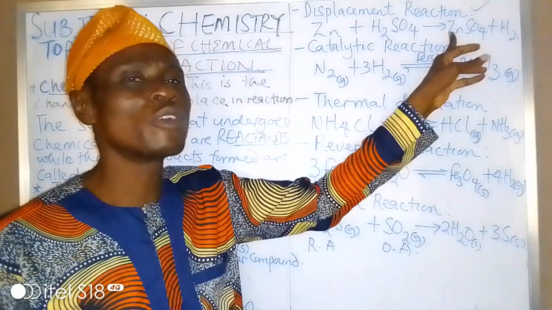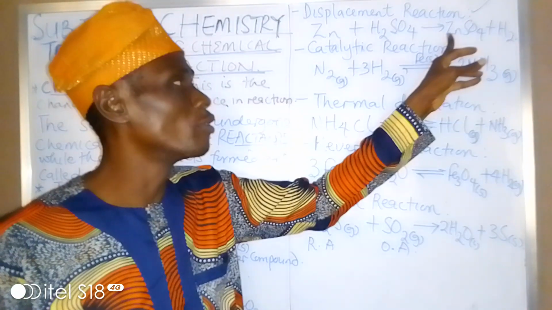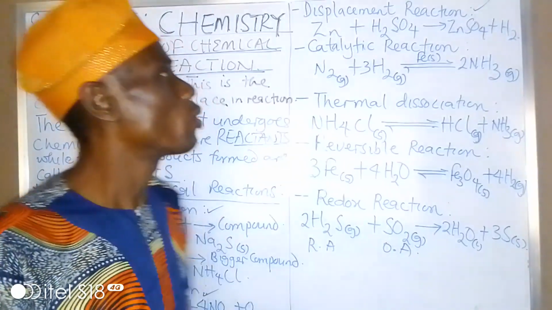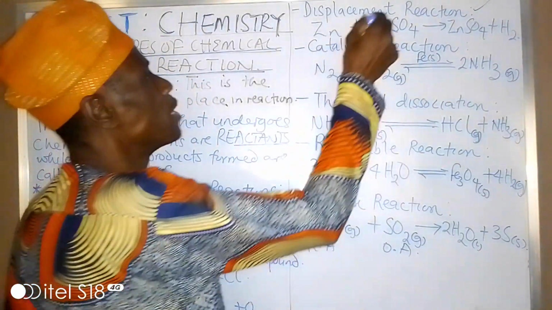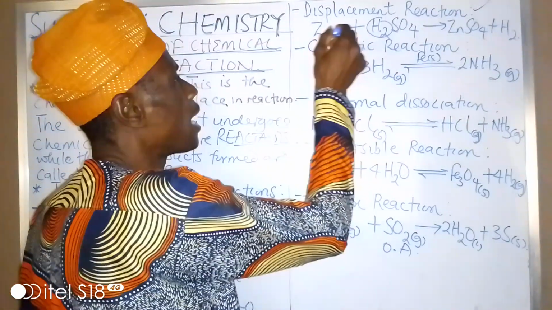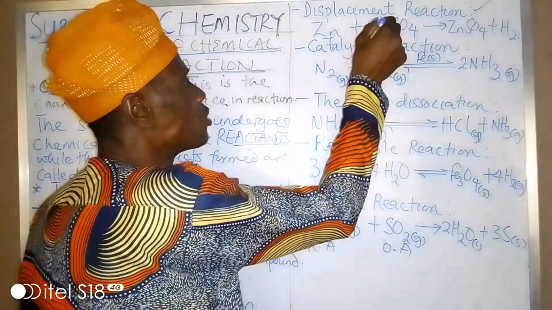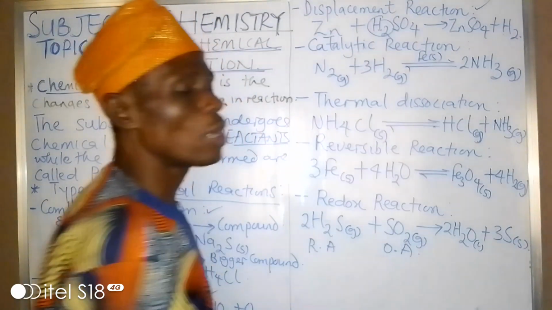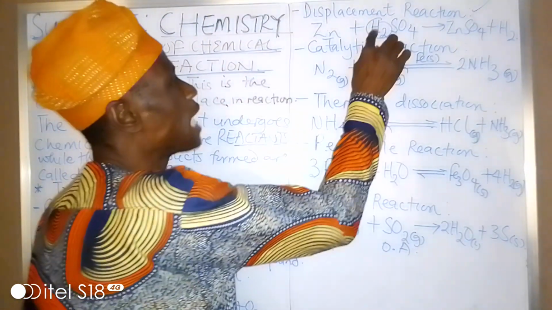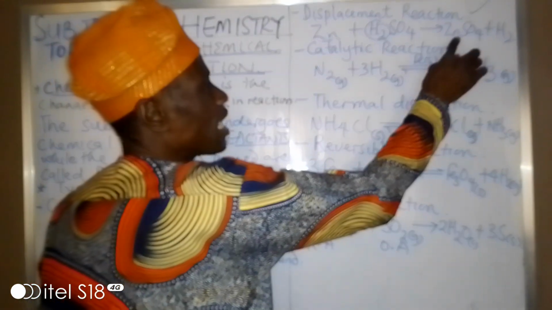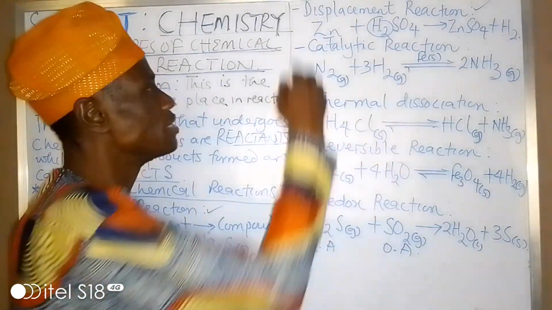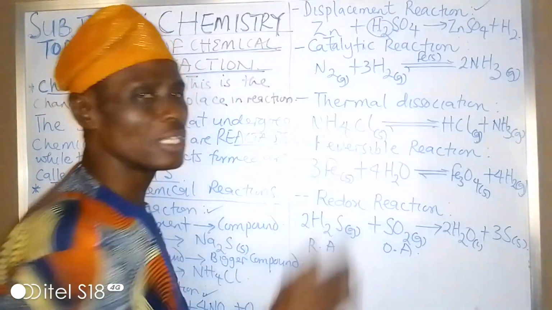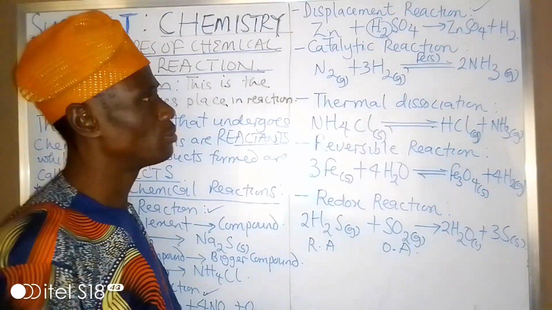Zinc tetraoxosulfate 6, or zinc sulfate, with what? Hydrogen gas. What will happen here is that there is a replacement of hydrogen by zinc. So zinc replaces hydrogen to form zinc tetraoxosulfate 6, leaving what we call hydrogen gas. So hydrogen has been replaced by zinc to give us hydrogen gas. That's called what? Displacement. Zinc has displaced hydrogen out of H2SO4.